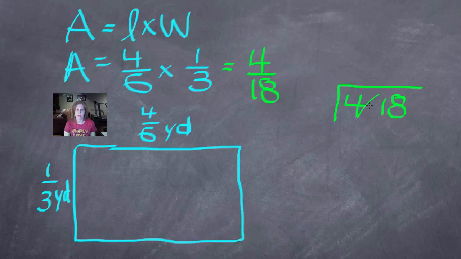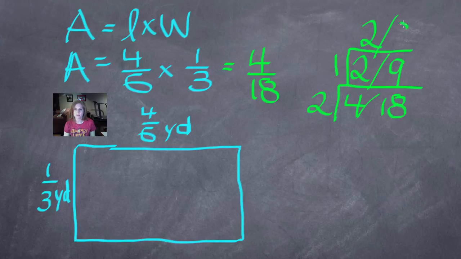Remember, simplify, make a cake, look for the bride and groom. So we think what number will divide evenly into both 4 and 18? And 2 will. So 2 goes into 4 2 times, and 2 goes into 18 9 times. And what will divide evenly into 2 and 9? Just 1. 1 goes into 2 2 times. 1 goes into 9 9 times.